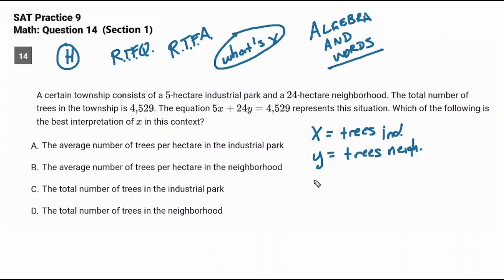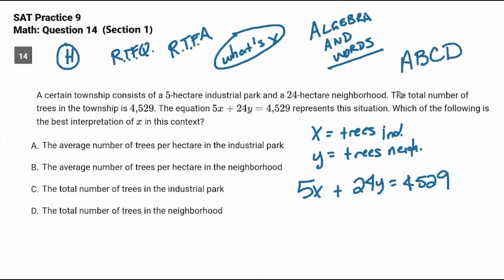Okay, cool. So rewrite the equation. 5x plus 24y equals 4,529. And then what's x? Well, x is trees in the industrial park. A, B, C, D.